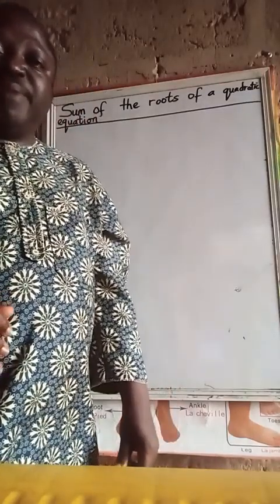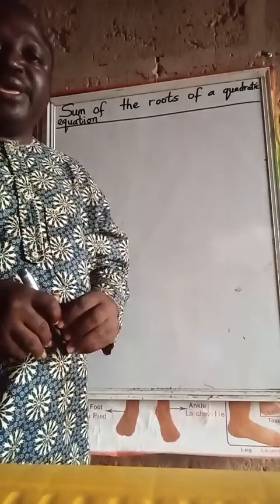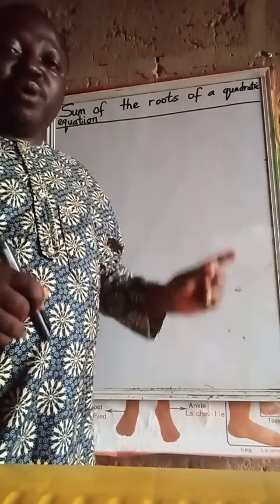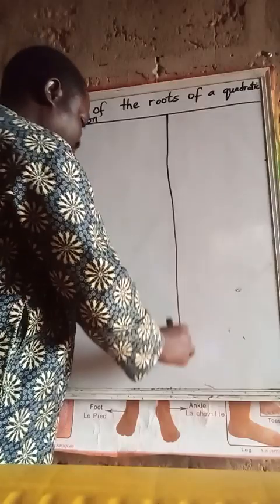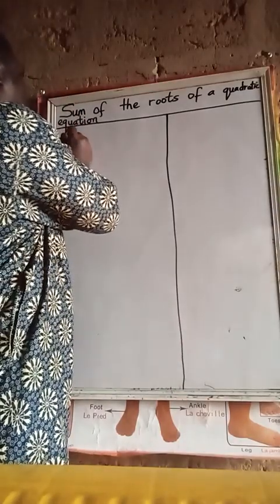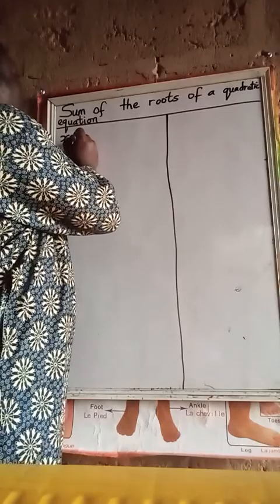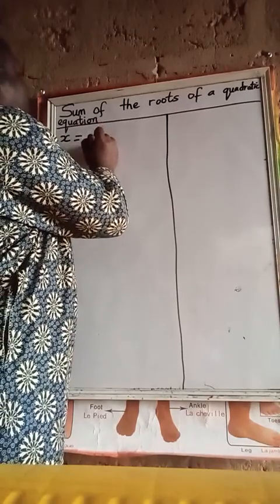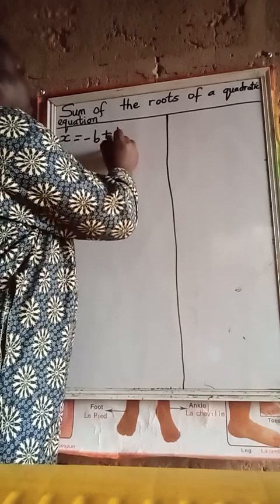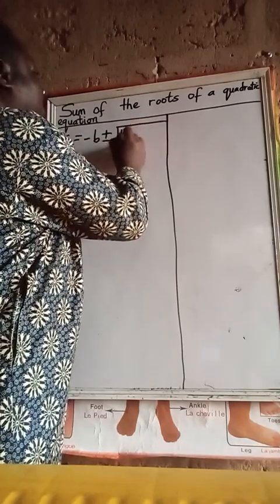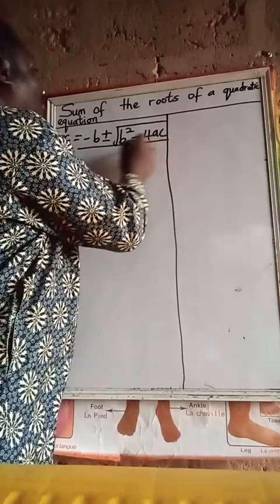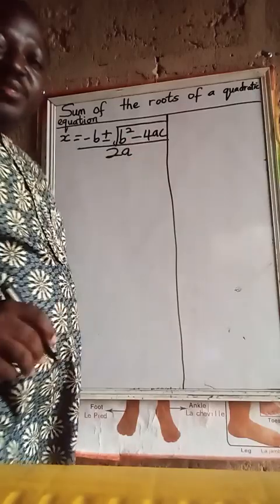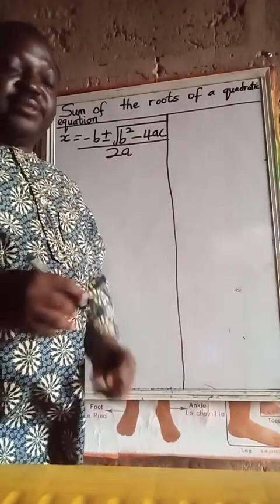Now don't forget, in my last video we derived the quadratic formula. So that is where we are going to start from. So I want to write the quadratic formula on the board. The quadratic formula states the roots of a quadratic equation: x is equal to minus b plus or minus the square root of b squared minus 4ac, all over 2a. So this is what the quadratic formula states.